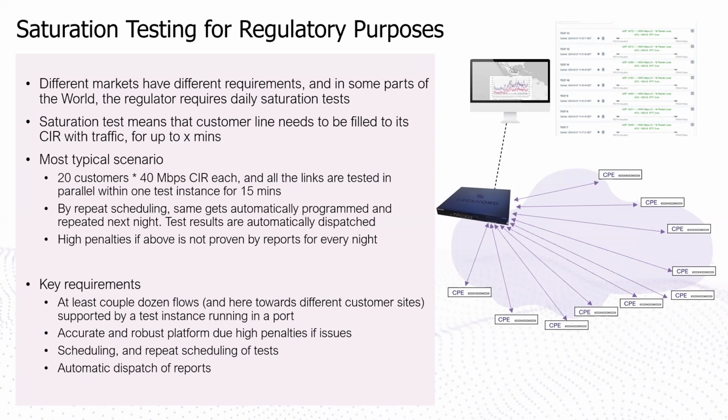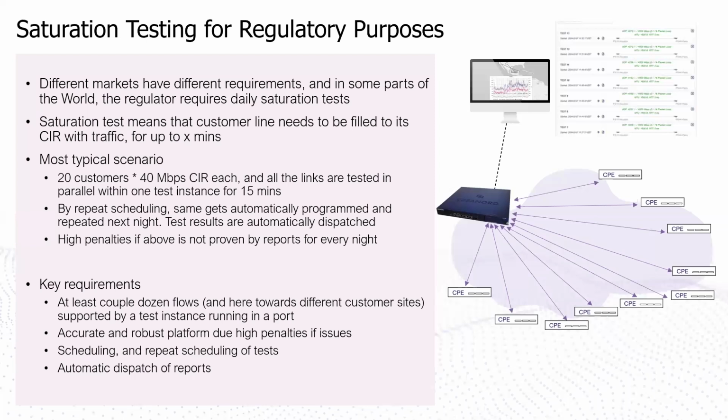In this very market, typical CIR values for small business customers are mostly 40 megabits per second, and typical service providers have perhaps some hundreds of customers, and as each customer site needs to be tested for 15 minutes, it will be enough to cover testing of all of them during each night, even with just a couple of smaller probes having a 1 gigabit per second test port each, and where 20 customer links are tested in parallel within one test instance before moving to the next 20, and so on.